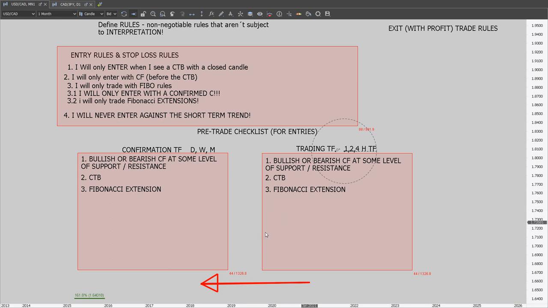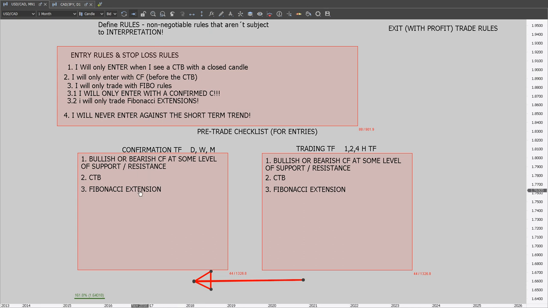Okay, so this is a simple strategy, everybody. This is beginner stuff. Okay, it's nothing advanced, nothing special. This is for beginner traders. Okay, it's a pre-trade checklist for entries. Okay, candlestick formations, counter trend line breaks, Fibonacci extensions, right?